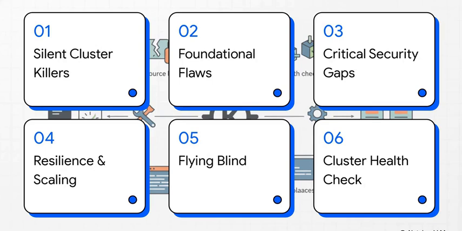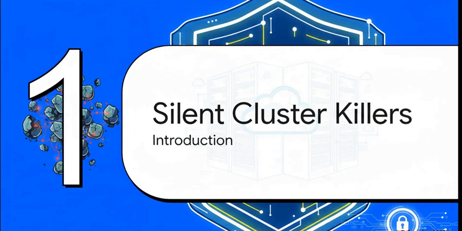So here's our game plan for today. We're going to start with foundational flaws, then move into critical security gaps. After that, we'll tackle resiliency and scaling traps, and then the big one, the danger of flying blind in production. And to wrap it all up, we'll finish with a quick health check you can run on your own cluster.